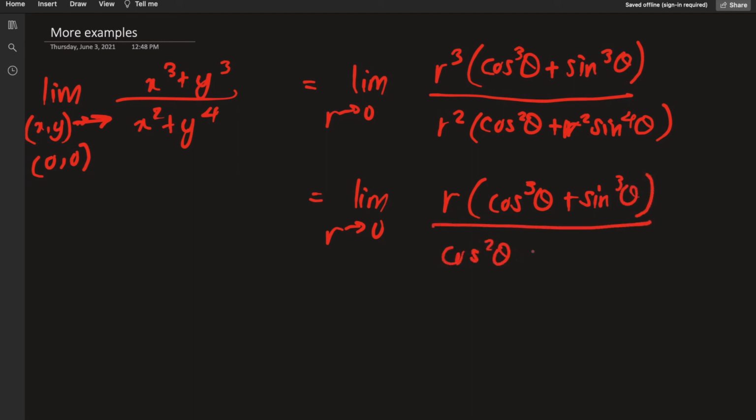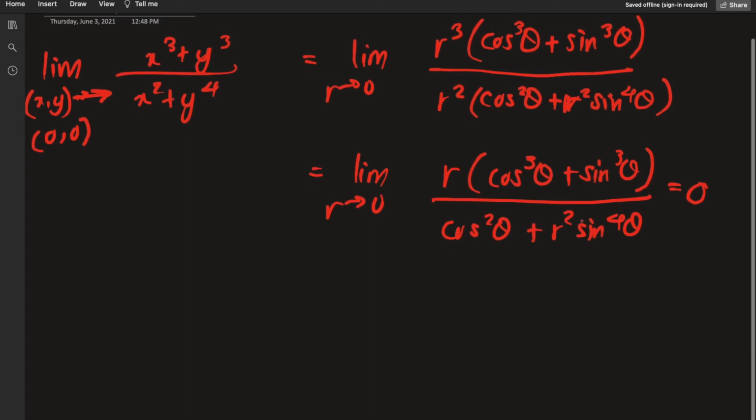If cos squared theta plus r squared sine to the fourth theta, and you take the limit as r goes to 0, you're just going to get 0. But can we conclude that the limit is uniform because it doesn't really depend on theta? Well, not really. What we can do is be a little naive. We can approach 0 along the y-axis. So take x is 0, and you get 0, I think.